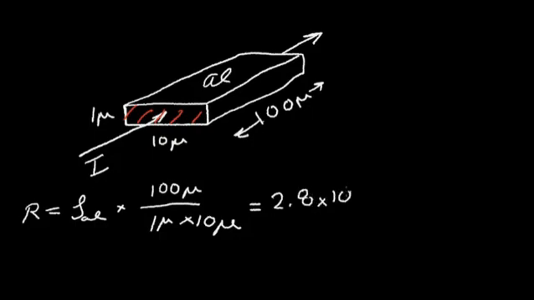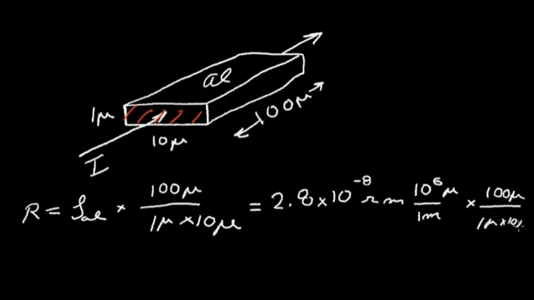2.8 times 10 to the minus 8th power. This is ohm meters, and we want to convert meters into microns, so we know that 1 meter is 10 to the 6th microns, because there's 1,000,000 microns in a meter, times 100 micron length, and divided by the cross-sectional area, 1 micron times 10 microns. Now this micron cancels this micron cancels this micron, and this meter cancels this meter, and we're left with 0.28 ohms, which is a rather small resistor, but still not negligible.